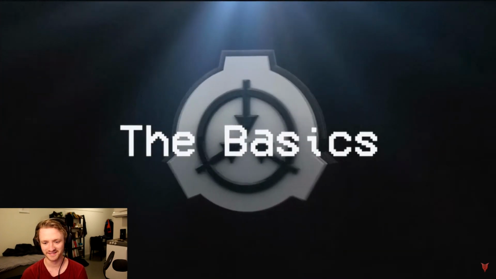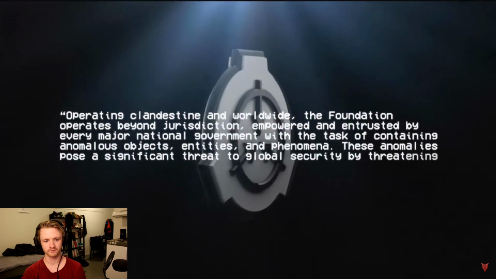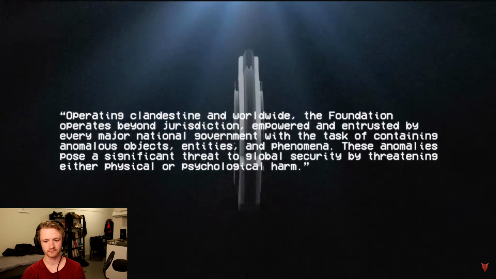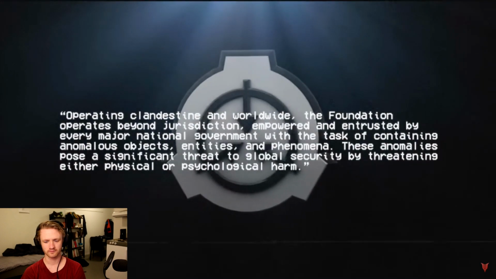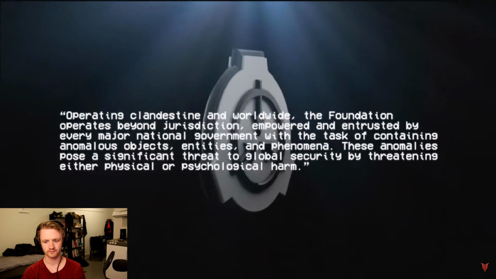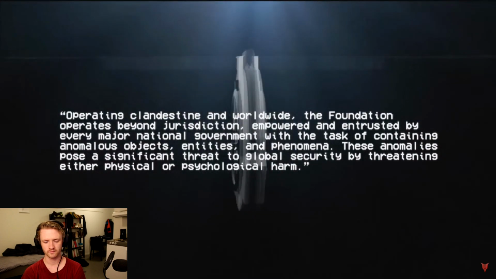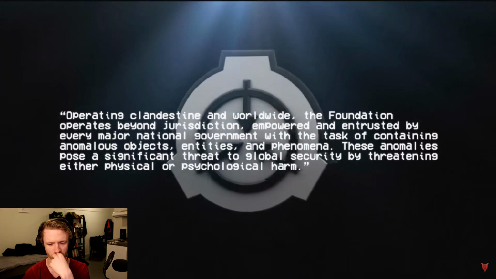The basics. Operating clandestine and worldwide, the Foundation operates beyond jurisdiction, empowered and entrusted by every major national government with the task of containing anomalous objects, entities, and phenomena. These anomalies pose a significant threat to global security by threatening either physical or psychological harm.